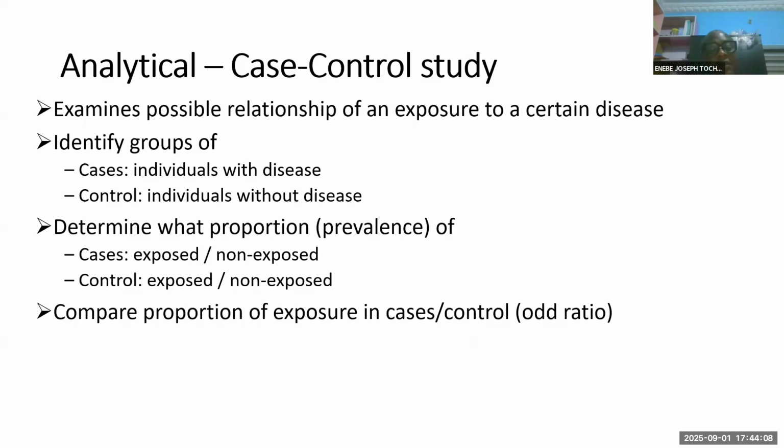Now, you see that it examines the possible relationship between exposure and certain disease conditions. You identify groups of cases, that's the individuals with the disease, and also the controls, those people without the disease. Then you determine the proportion, that's the prevalence, in the cases and the prevalence in the controls. When you compare the two, the relationship between the cases and the controls is what you call the odds ratio. In the other design, we were talking about relative risk. However, in the case control study, we're talking about the odds ratio.